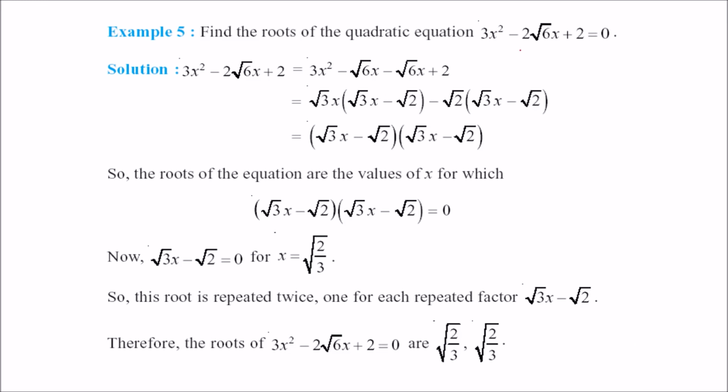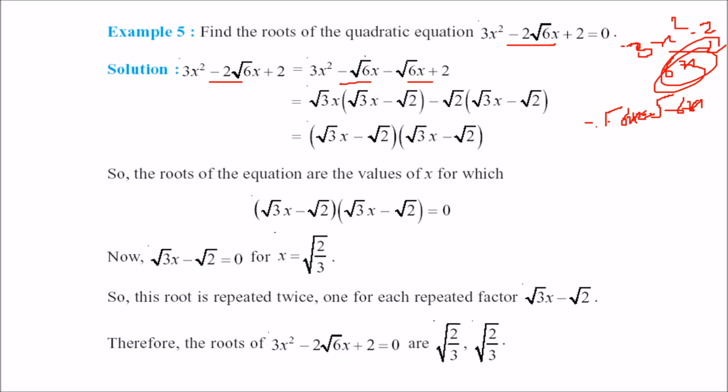One more equation is 3x square minus 2 root 6x plus 2. Now this minus 2 root 6 has to be written in two terms such that the product has to be equal to 3x square into 2, that is 6x square. So this minus 2 root 6 can be written as minus root 6 minus root 6, right? And if you multiply it, you will get 6x square. So minus root 6x minus root 6x, and you get 6x square.